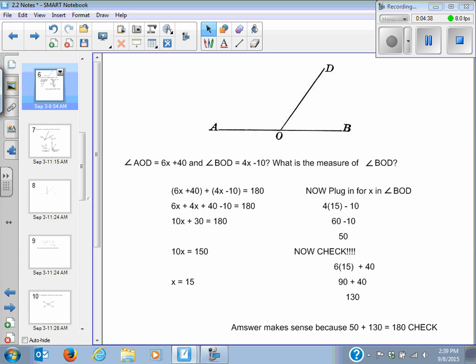I have it worked out for us. Notice this right here is this first angle plugged in.